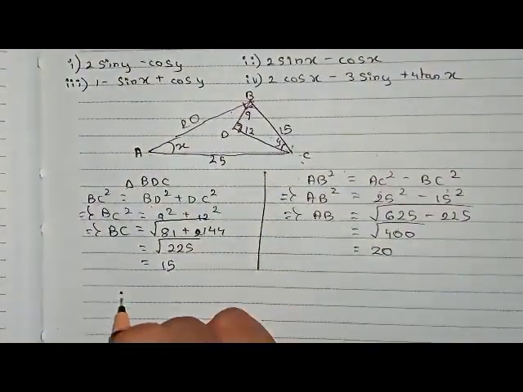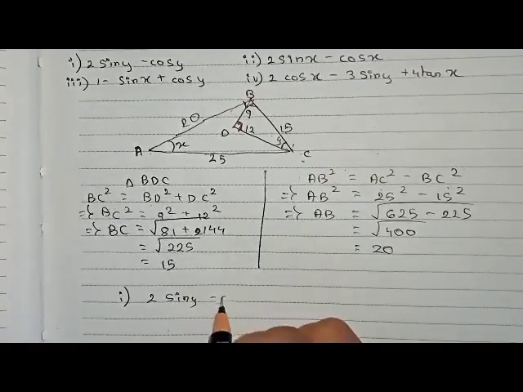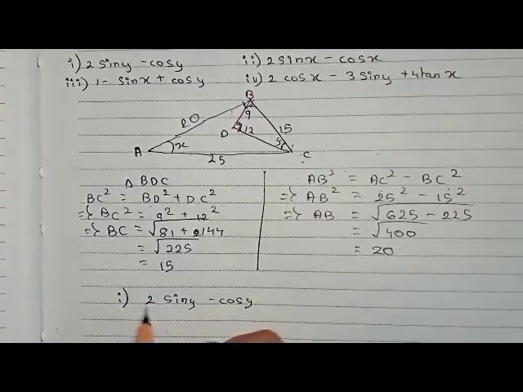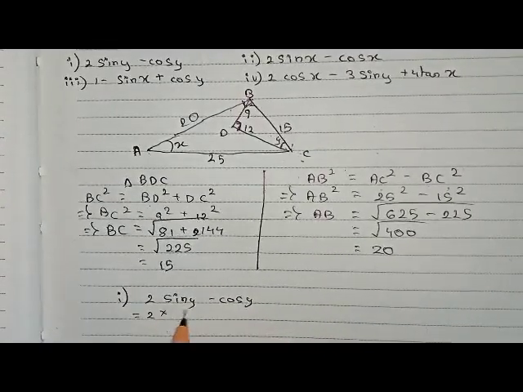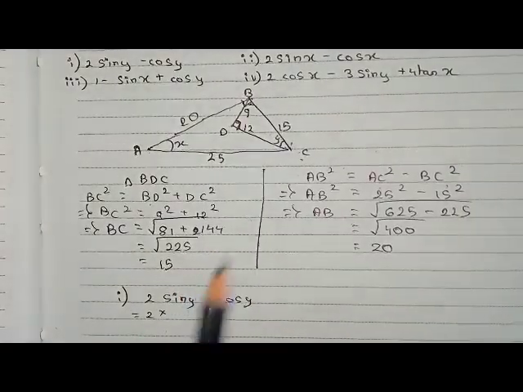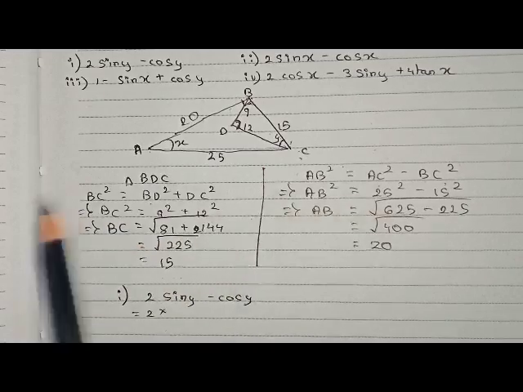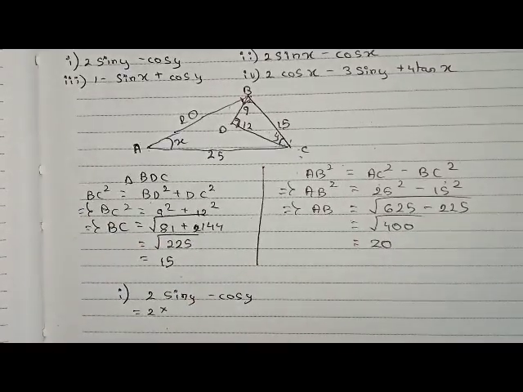So number 1 question. 2 sin y minus cos y. So 2 multiplied by sin y. I am directly applying the numbers here, but it is recommended to find out the values first, like we did in the previous questions.